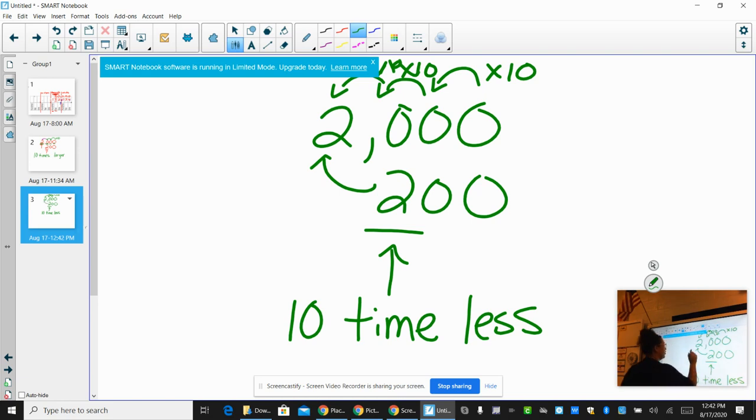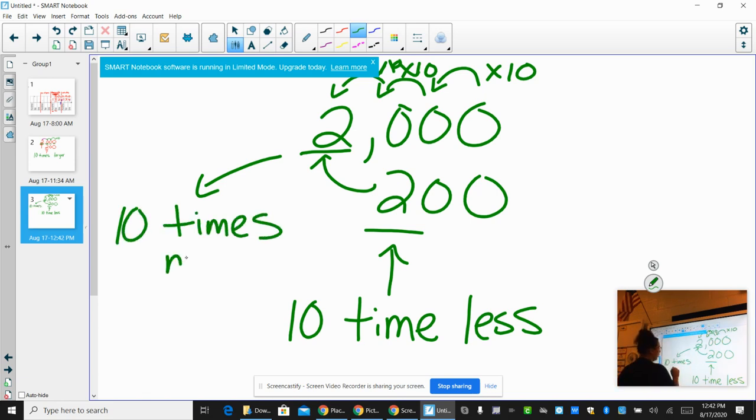Or we could say the 2 in the thousands place is worth 10 times more than the 2 in the hundreds place.